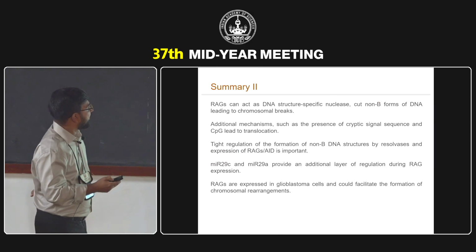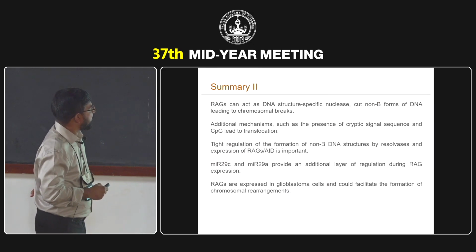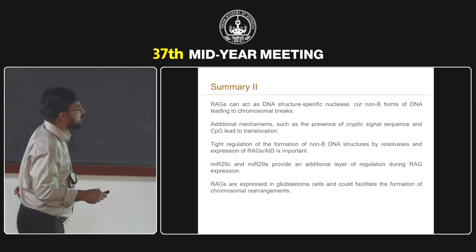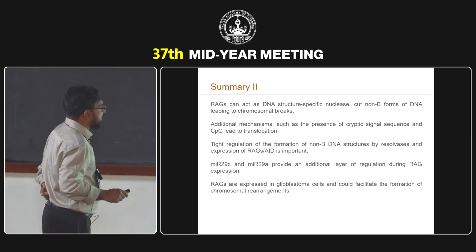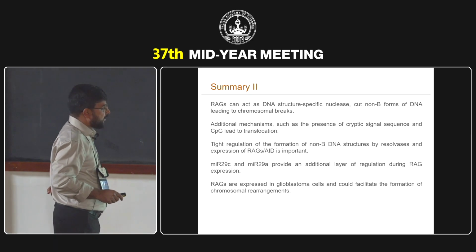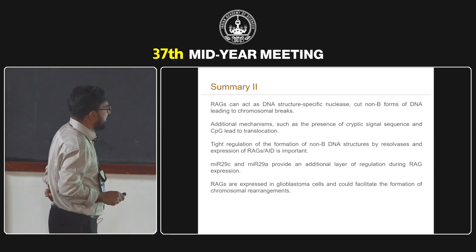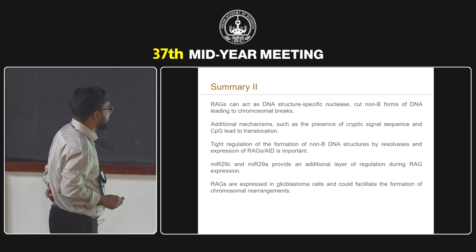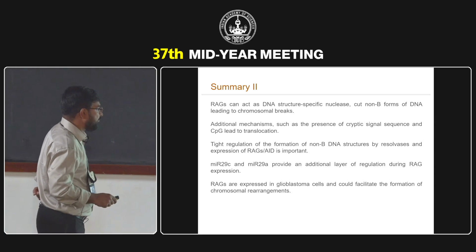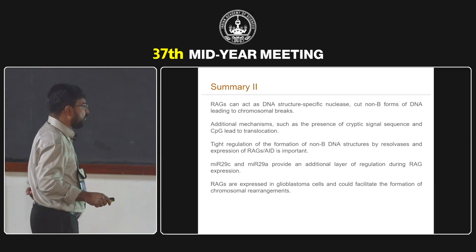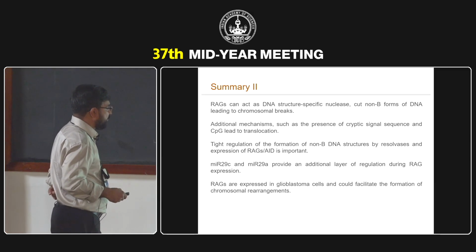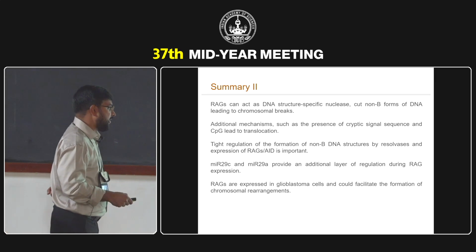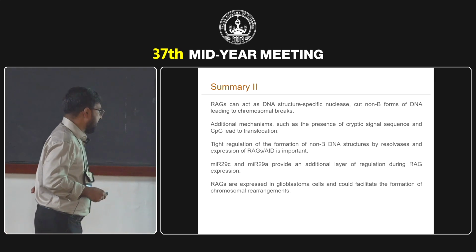To summarize this portion, RAG can act as a structure-specific nuclease, cutting non-B forms of DNA leading to chromosomal breaks. Additional mechanisms such as the presence of cryptic signal sequence and CpG lead to translocation. Tight regulation of the formation of DNA structures by resolvases and expression of RAGs is important. MicroRNA 29C and 29A provide an additional layer of regulation during RAG expression.